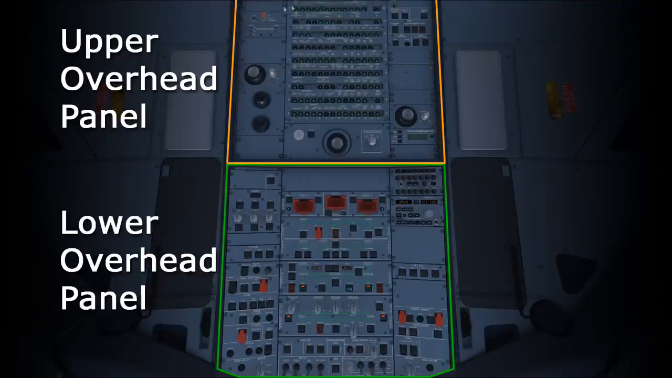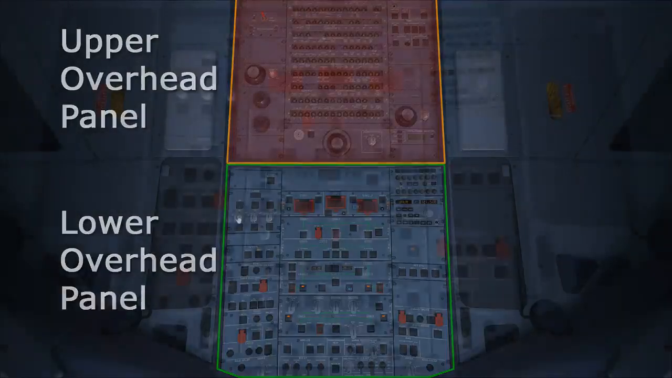Now you can't actually click on anything on the upper overhead panel, so I'm going to disregard that for this tutorial, but you can see there that you've got things such as circuit breakers and you've got a few buttons and switches for other backup systems within the cockpits. So let's focus our efforts and attention on the lower overhead panel.